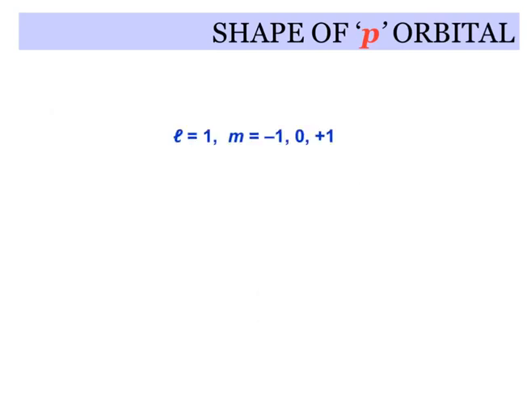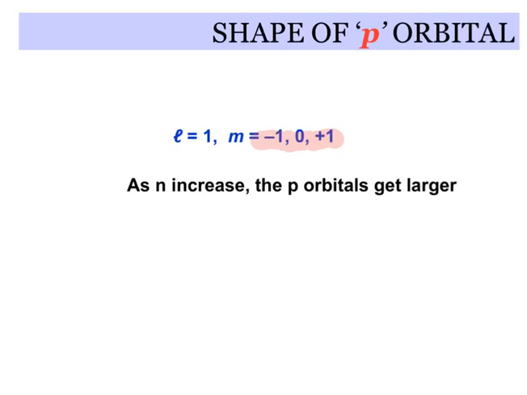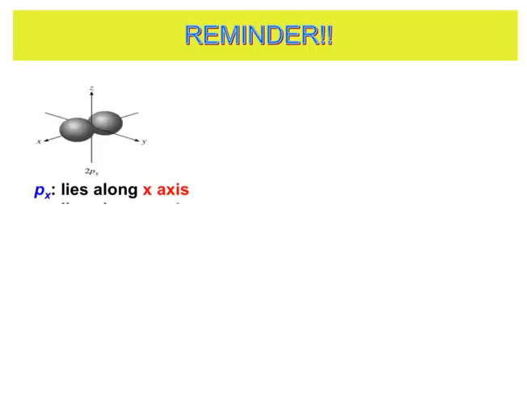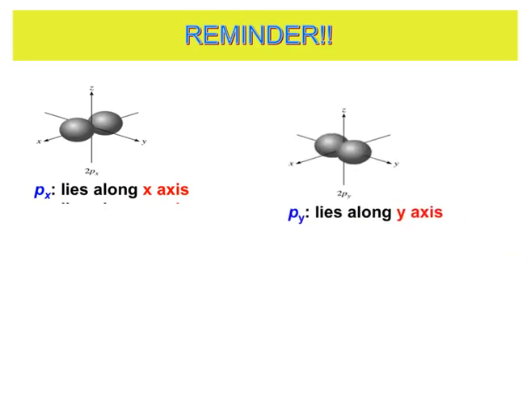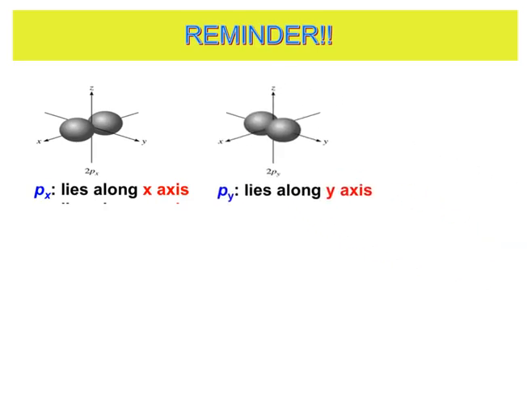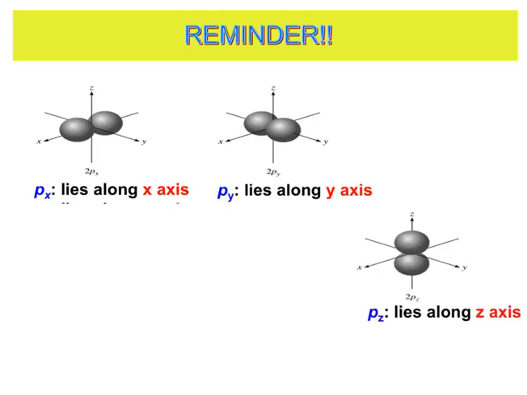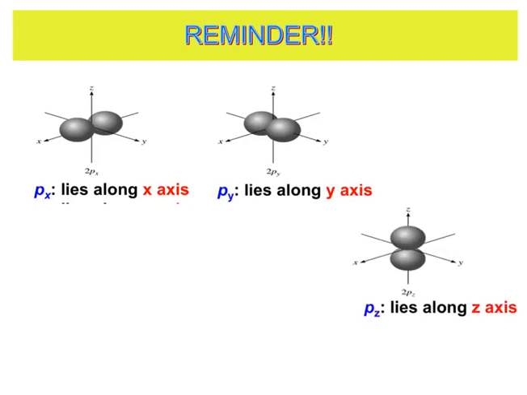Remember that the azimuthal quantum number for the P orbital is 1, while the magnetic quantum number can be either -1, 0 or +1. And as the principal quantum number increases, the P orbitals get larger. As a reminder, the Px orbital lies along the x-axis, Py lies along the y-axis, and Pz lies along the z-axis. These 3 orbitals are identical in size, shape, and energy.